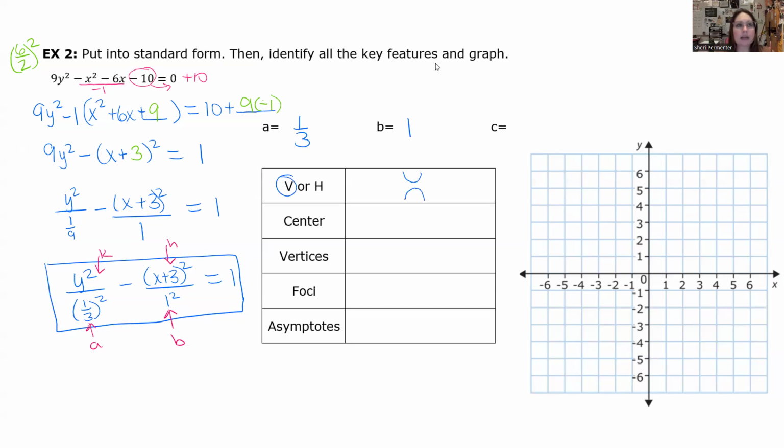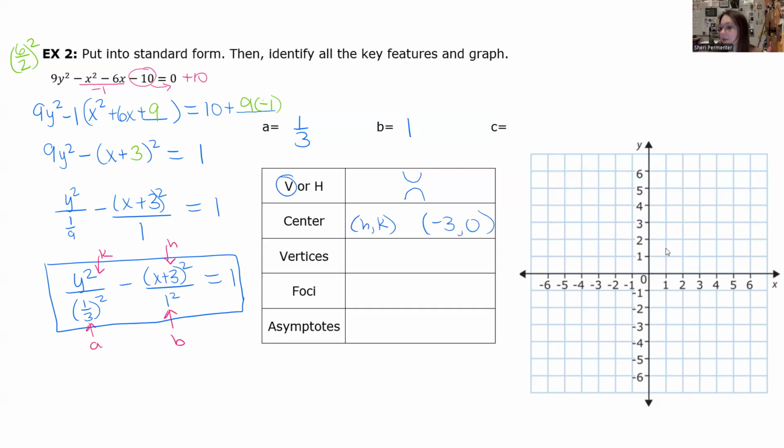We have an idea of what it's going to look like, so we know which one our vertices are. Our center is still always h, k. So what is my center? -3, 0. So be careful, h is second. The vertices, the foci, the asymptotes, we're going to get to those. We need to figure out C.